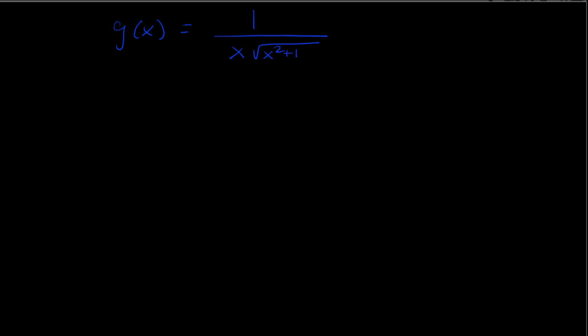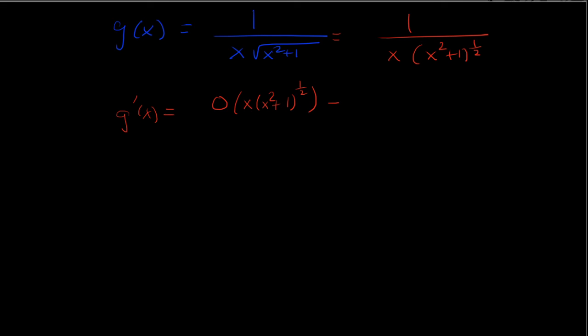Okay, so let's see. It might be better just to rewrite this as 1 over x times quantity x squared plus 1 to the 1/2. And we're going to take the derivative. So we're going to use the quotient rule first. We're going to take the derivative of the top, which is just 0, right? Derivative of 1 is 0, times the bottom, which here, again, you don't need to write this out because it's just going to cancel, minus the derivative of the bottom.